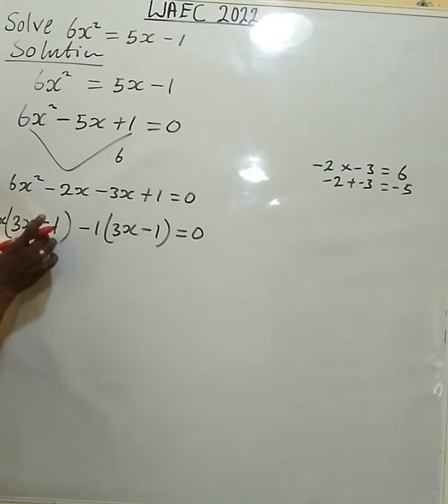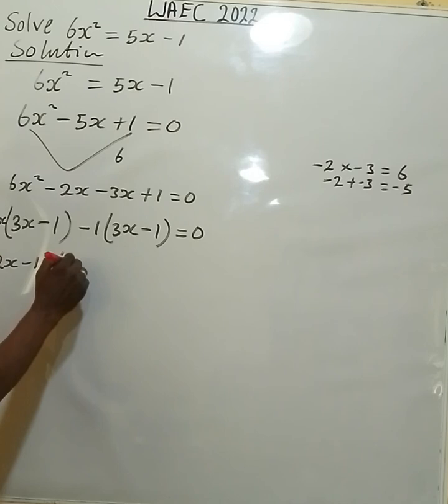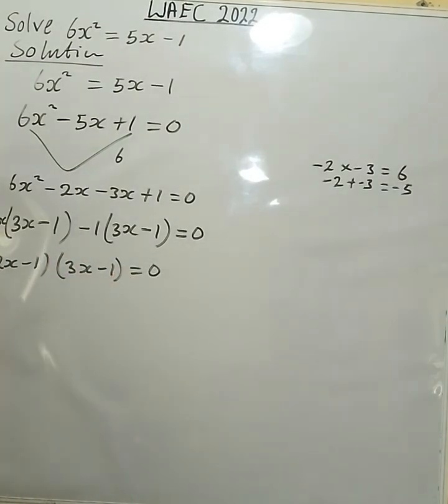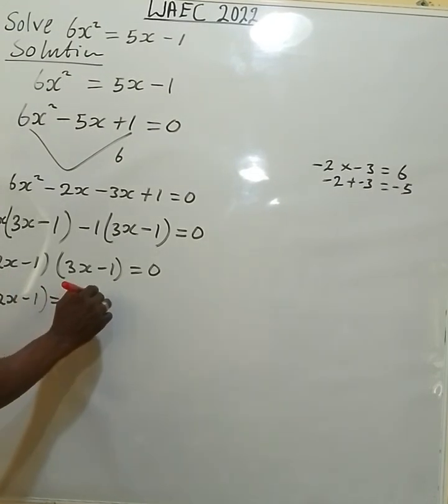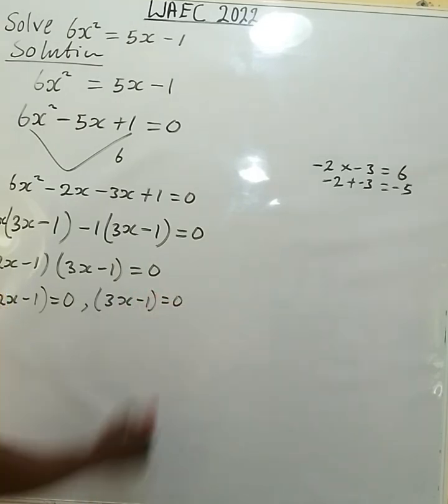So from there, we pick one between the two that are common. So the first one is 2x minus 1, our factor. We group them together first. Then you pick 1, 3x minus 1. So everything equals 0. Okay? So having done that, you will now equate each and every one of them to 0. So 2x minus 1 equals 0, comma 3x minus 1 equals 0.